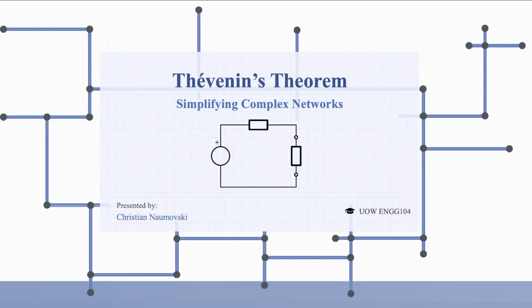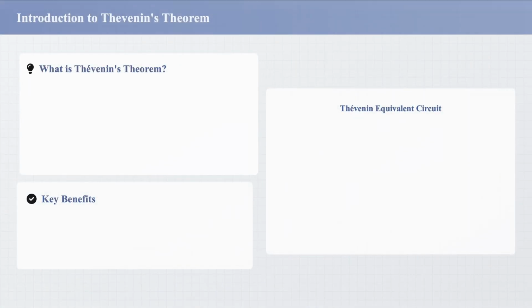In electrical engineering, we often encounter complex circuits which become tedious to analyse. Thevenin's theorem provides an elegant solution to this problem through circuit simplification. By utilising this theorem, circuit analysis becomes more efficient and easier to comprehend. So without further ado, let's dive in.